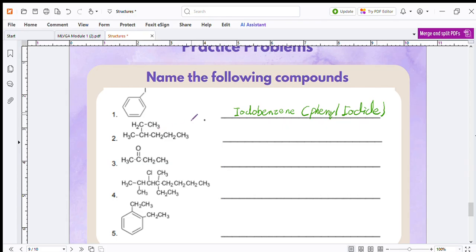Pero yung priority natin is kailangan mag-numbering tayo where branching occurs. So yung branching po ay dito or dito. So maganda po mag-start tayo sa branching. So pag mag-number tayo from here, 1, 2, 3, 4, 1, 2, 3, 4, 5. So maging 5 po siya. Pero pag mag-numbering tayo from here, 1, 2, 3, 4, 5, 6. Mas mahaba po siya guys sa 5. So ang i-choose natin po ang numbering from here.